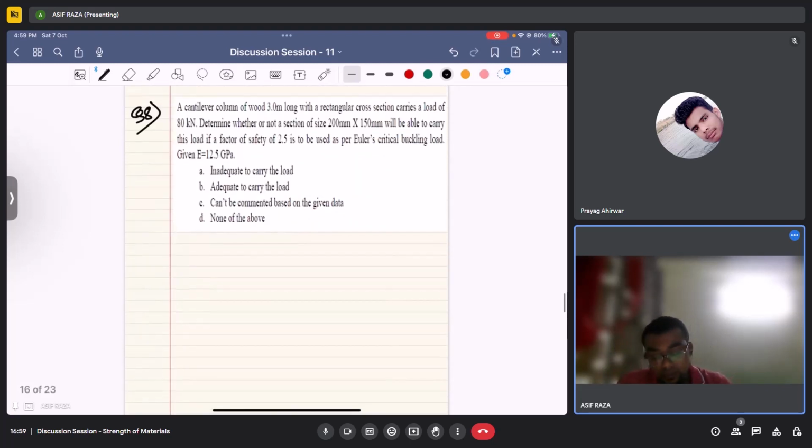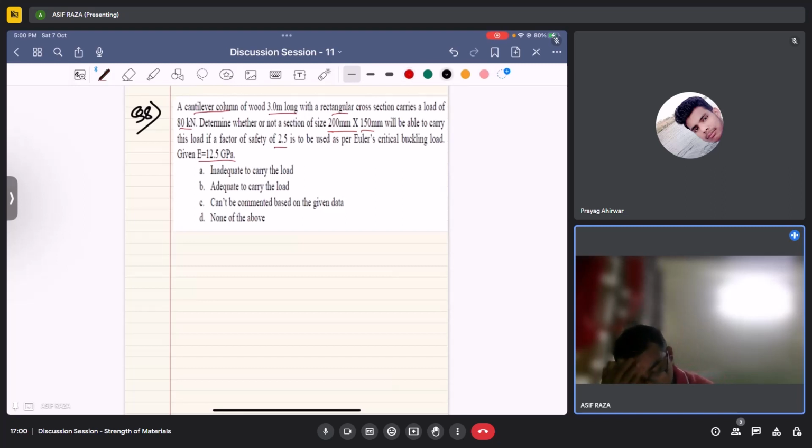Moving on to the next question. Question is, a cantilever column of wood 3 meter long with a rectangular cross section carries a load of 80 kilonewton. Determine whether or not a section of size 200 mm by 150 mm will be able to carry this load if a factor of safety 2.5 is to be used as per Euler's buckling load, given Young's modulus as 12.5 gigapascal. So in this question we are given various parameters, and we need to find whether this system would be able to carry 80 kilonewton load or not.